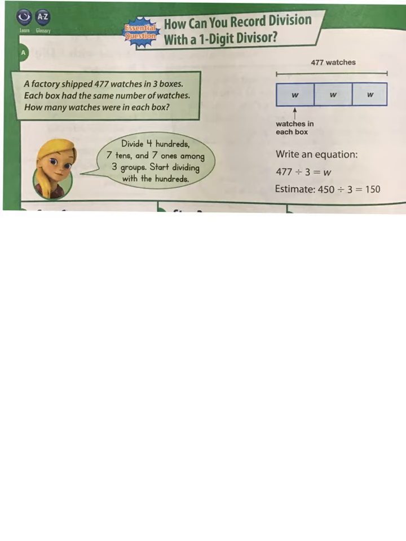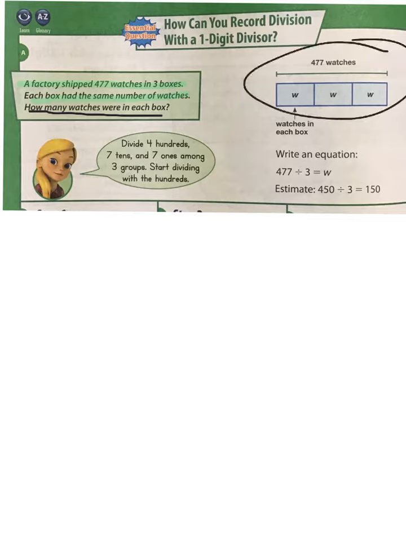Today we are going to skip to 5-8 and continue to divide the traditional way using an algorithm. A factory shipped 477 watches in 3 boxes. Each box had the same number of watches. We would like to find out how many watches were in each box.